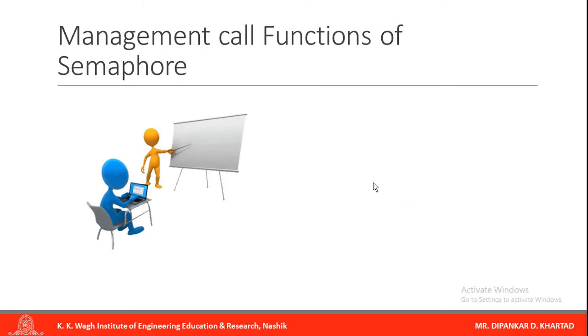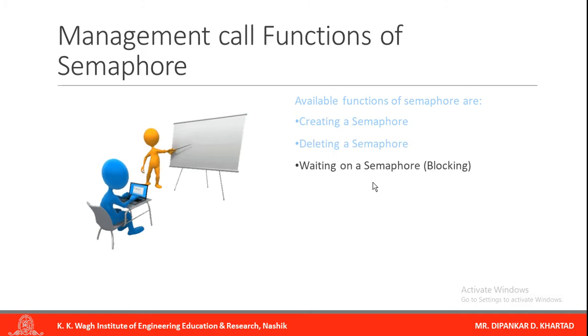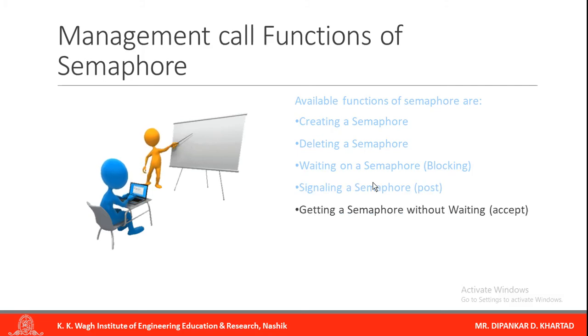Management call functions of semaphore. So available functions of semaphore are: first one, creating a semaphore. When we want shared resources, we should create the semaphore. Then deleting a semaphore, then waiting on a semaphore, that is blocking. Next is signaling a semaphore, that is semaphore post. Getting a semaphore without waiting, that is accept. And obtaining the status of semaphore, that is query. So we will discuss all these functions one by one.